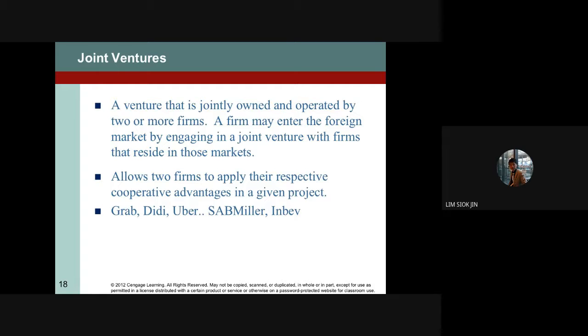JV, joint venture, a venture that is jointly owned and operated by two or more companies. A firm may enter into a foreign market by engaging in a joint venture. A very good example for this will be Proton. A few years ago, Proton sold 49% of its ownership to a Chinese company, one of the largest car manufacturers in China. So now Proton is a JV company, joint venture. Because of this joint venture, they transfer some of the technology to produce the cars called X70 and X50, if you know.